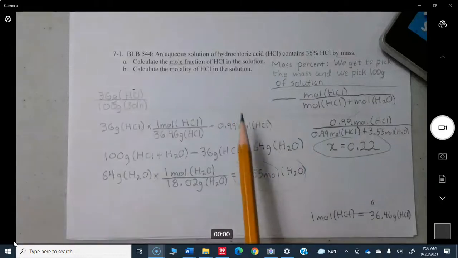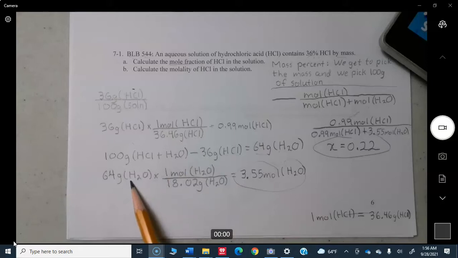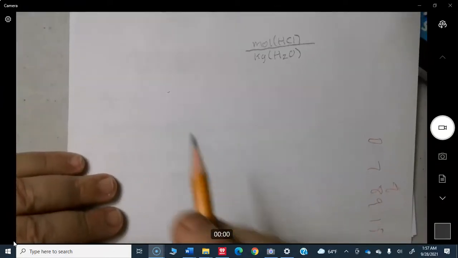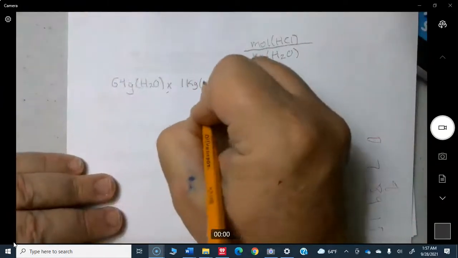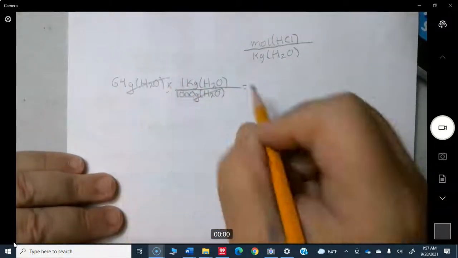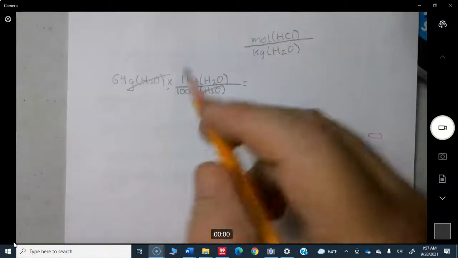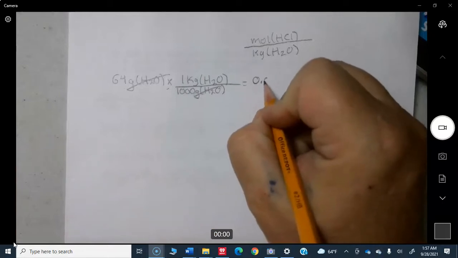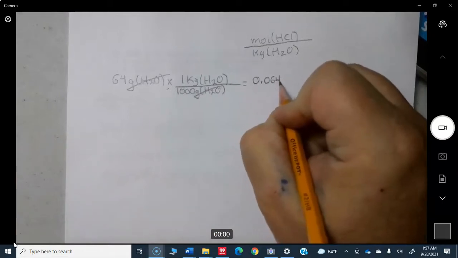All right, so what do we have? Well, we already know moles of HCl, and we know grams of H2O. So the only conversion we have to do is make that into kilograms. Okay? So since we already figured out grams of H2O right there, we're going to change that to kilograms. So that's the one calculation we have to make. Okay, and we're going to get 0.064.